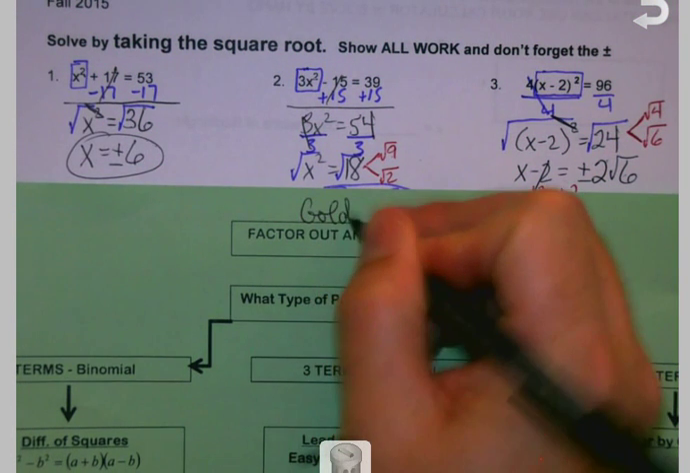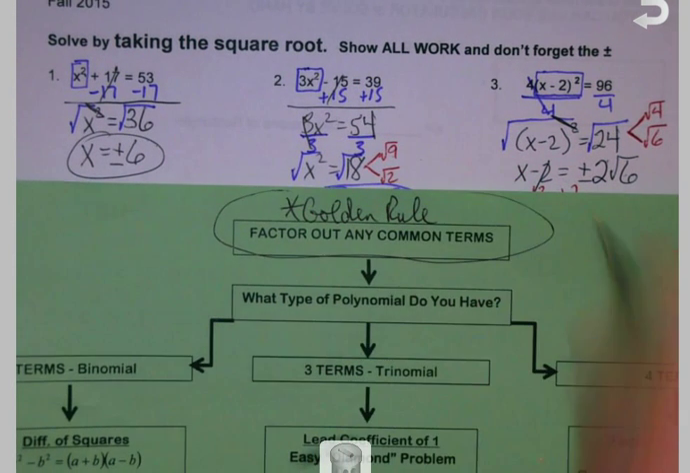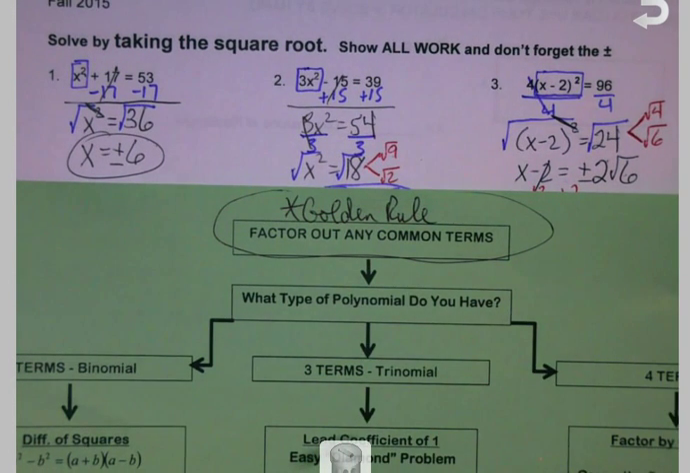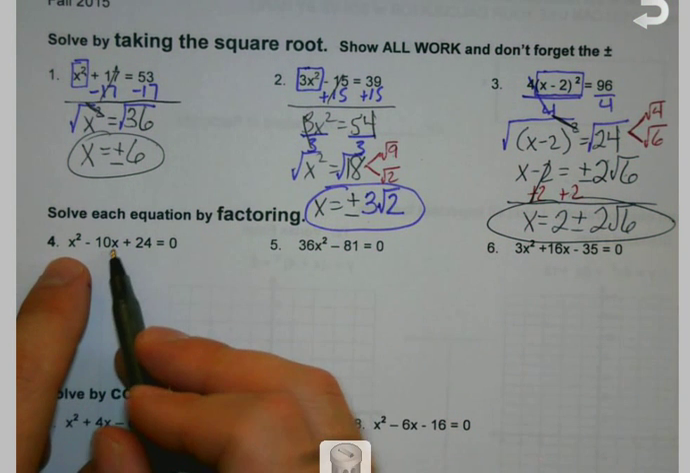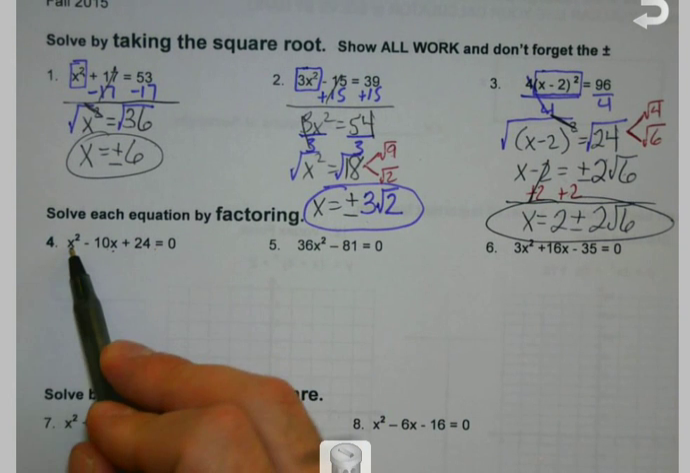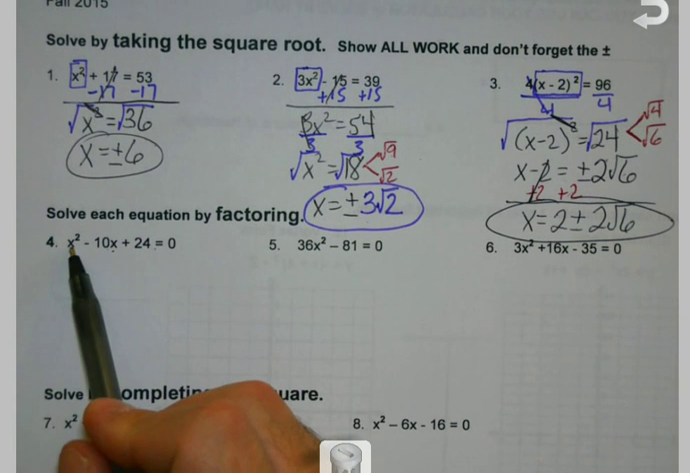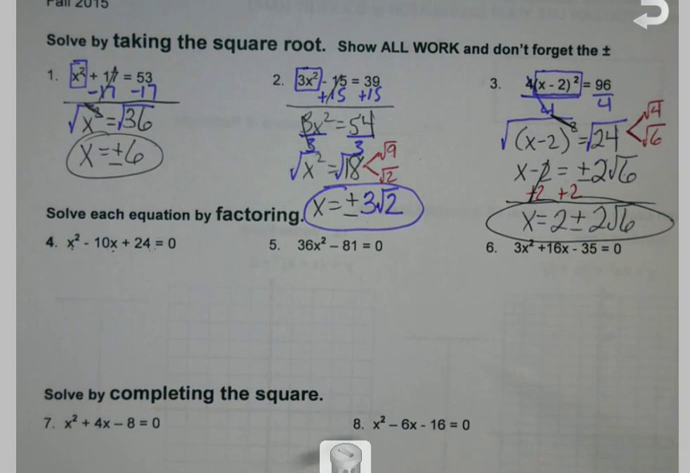Here's my golden rule, which is always the first thing I've got to do no matter what it is with factoring. Do they have anything in common? Always ask the question, even if you're not sure if there is or not. Here, I don't think I can do anything. I could divide these guys by 2, but the x squared I couldn't divide by 2. So that's not going to help me. These 2 guys both have an x, but the 24 doesn't. I can't take anything out.